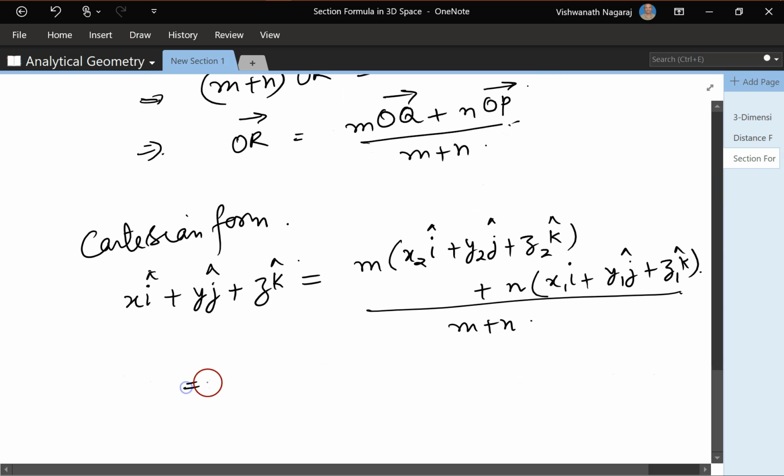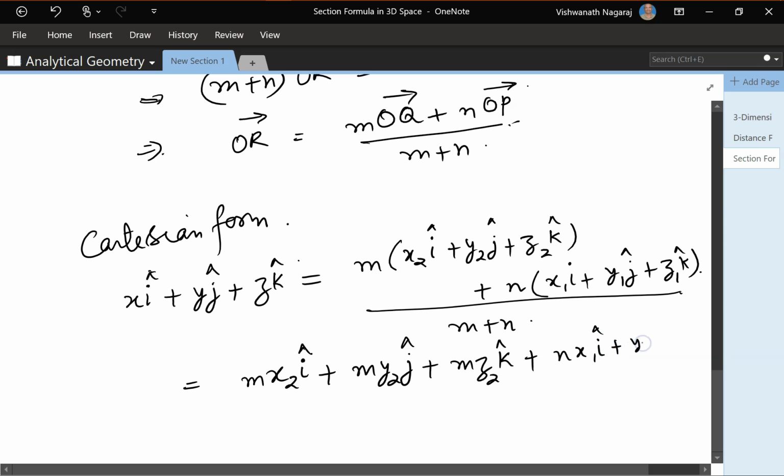Okay, let's open up the brackets. mx2i plus my2j plus mz2k plus nx1i plus ny1j plus nz1k. The whole thing divided by m plus n.